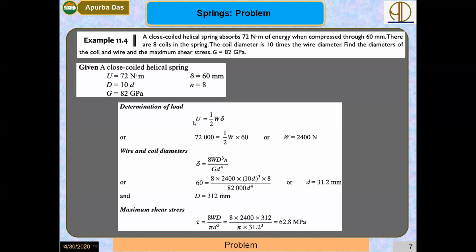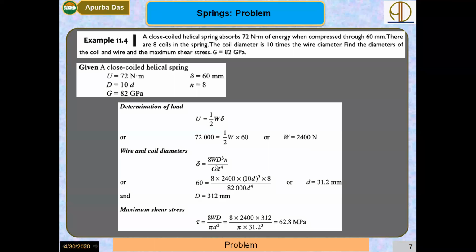So we know the energy stored in the spring will be equal to half into load into deflection. Energy is the area under the curve, so the area under the curve is half into load into deflection. From there we can determine W. U is given as 72 Newton meter. We can convert to 72,000 Newton millimeter. That is equal to half W into deflection, which is given as 60. So from there we can determine W. W is 2400 Newton.